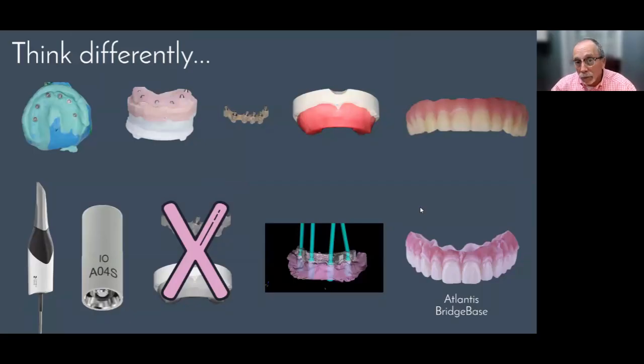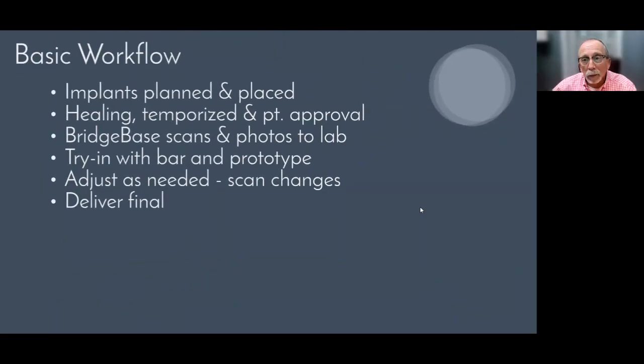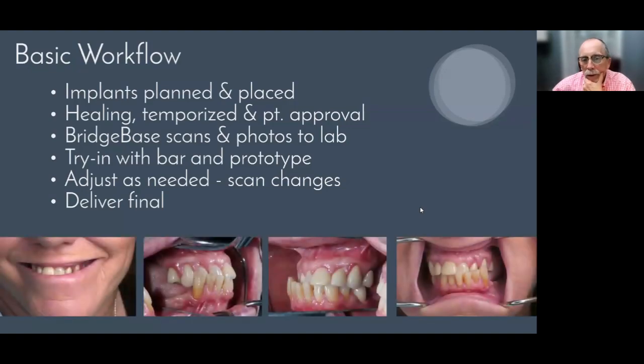Impression, models, verification jig, then a bite, then the next 2 steps. But with digital, we cut out a lot of those steps and we cut a 6 appointment workflow down to 3 or 4 pretty simply. And so this is the basic workflow for one of these digital All-on-X cases. Almost every one of them has some sort of metal bar inside the restoration, and most of the restorations are zirconia overlaying that metal bar.